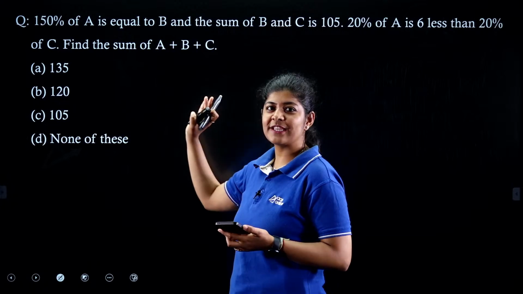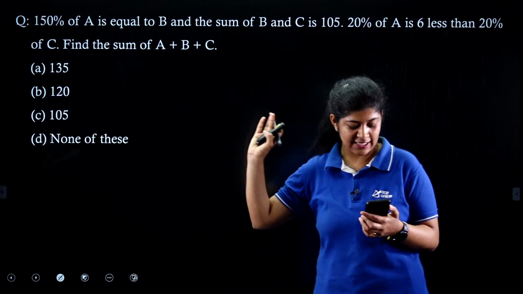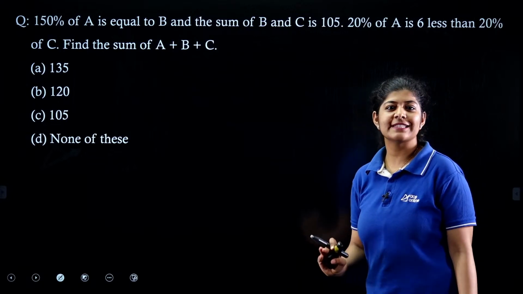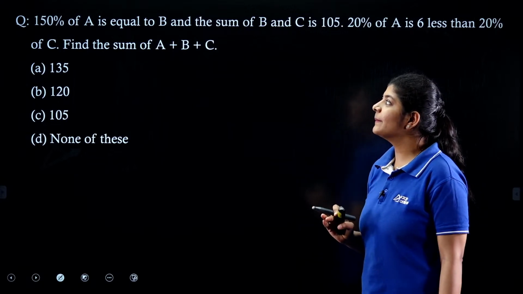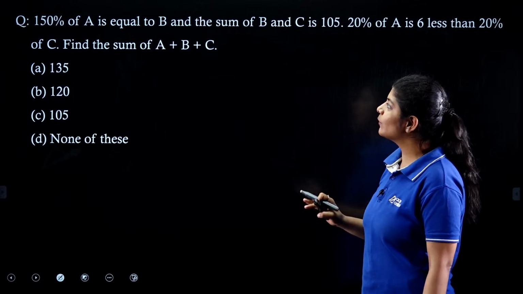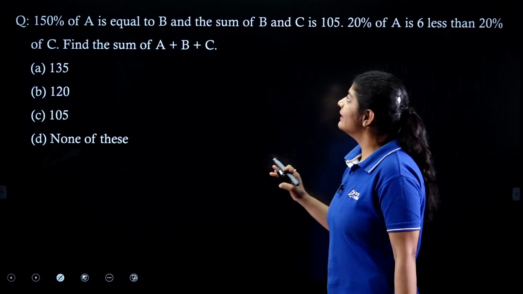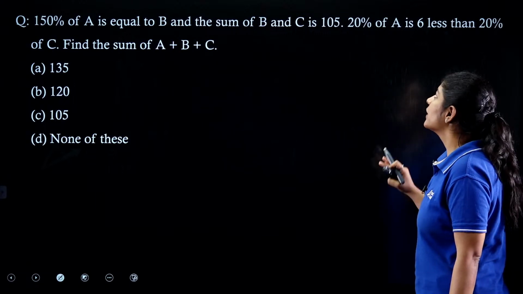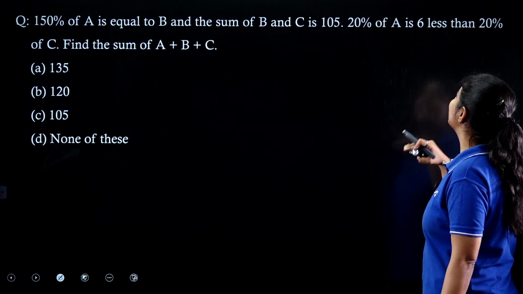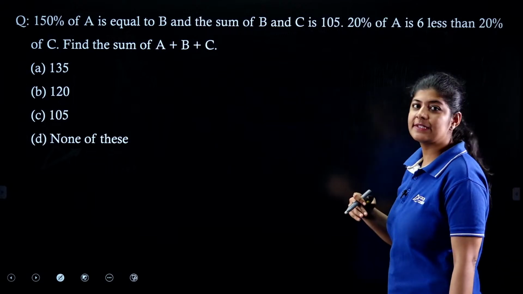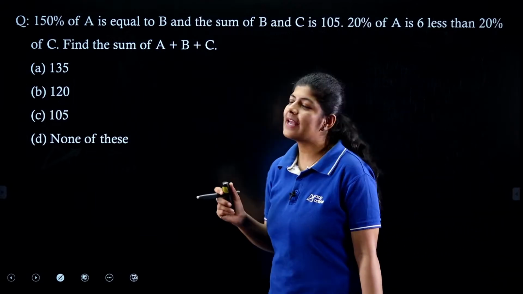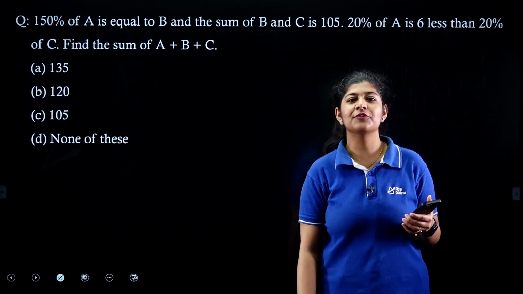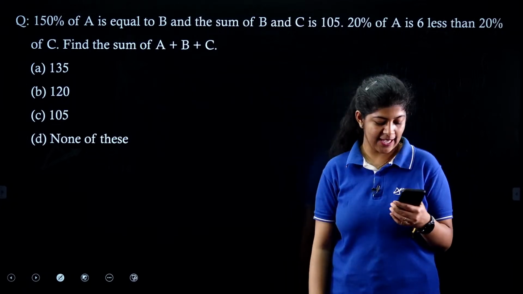This is a very simple one. Trust me, all the questions that we took today in today's class, all of them are very easy. The question is very simple. It is saying that 150% of A is equal to B and the sum of B and C is 105. 20% of A is 6 less than 20% of C. Find the sum of A, B and C. We just simply need to find out the sum of A, B and C.